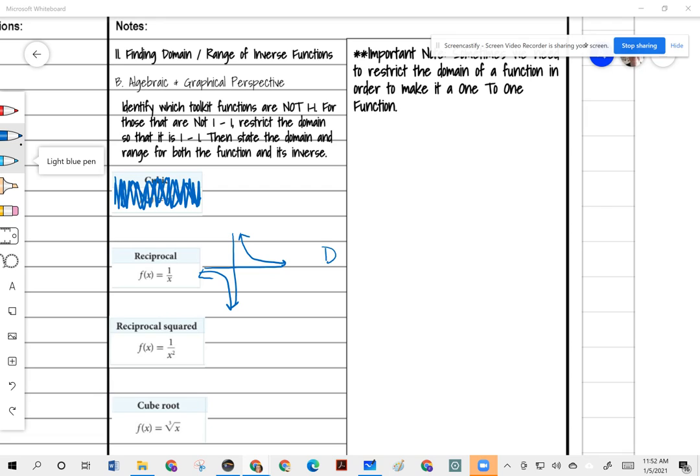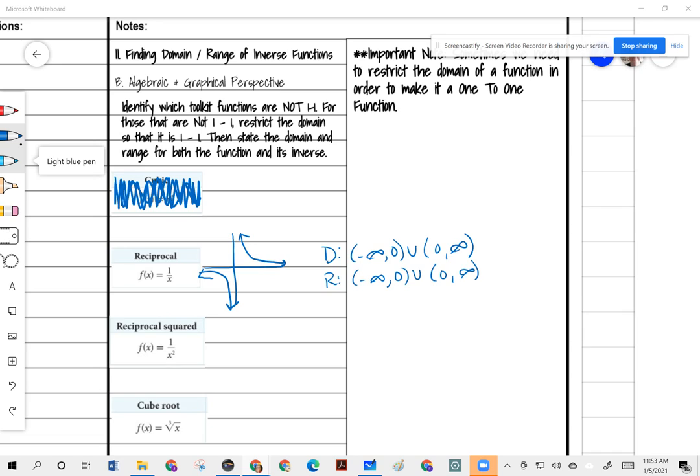And so the domain of the original function is going to be negative infinity to 0, and then from 0 to infinity. Remember that is a restriction at 0, right? x cannot equal 0. That's going to end up being a vertical asymptote. And then our range, of course, is going to be the same thing, negative infinity to 0, and then from 0 to infinity.